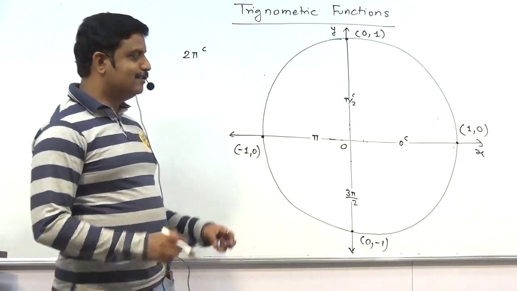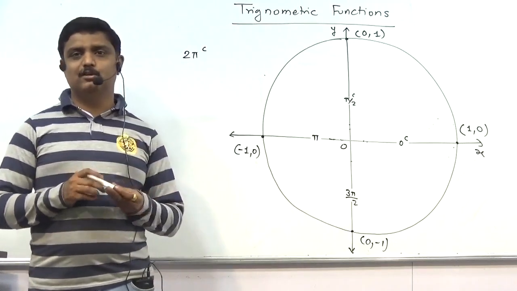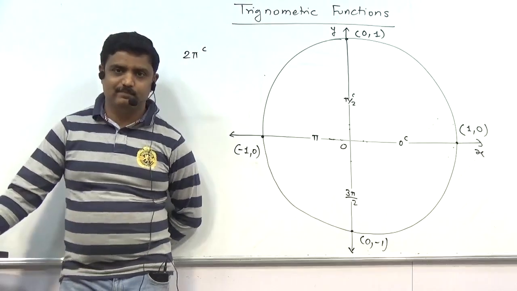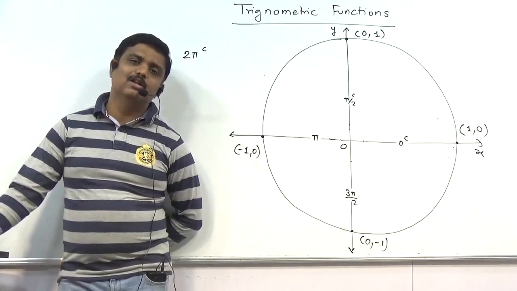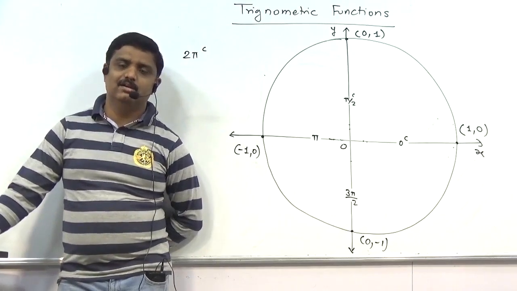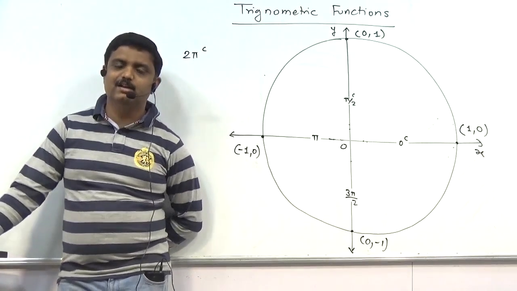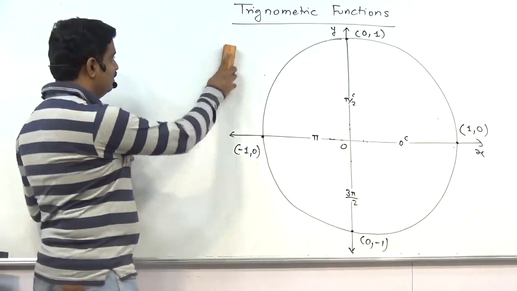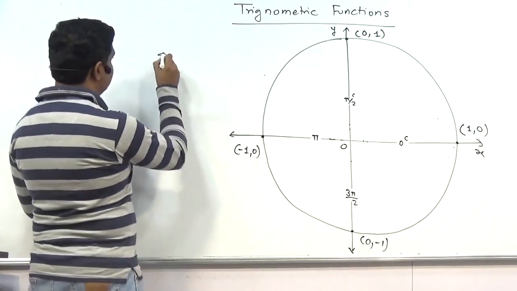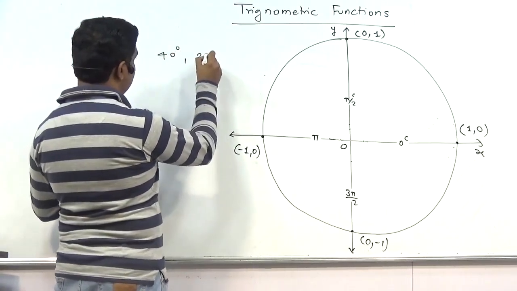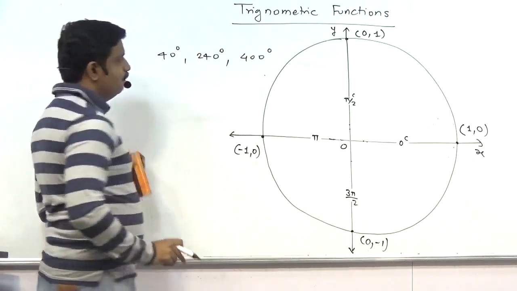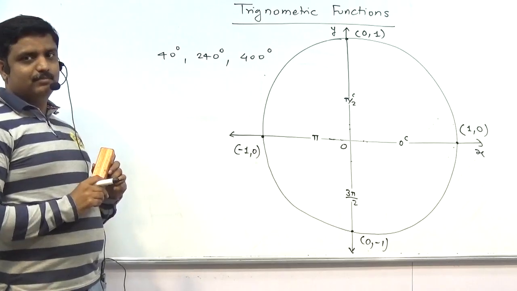Correct? So cos 0 will be the same as cos 2 pi. Tan 0 will be the same as tan 2 pi. Getting it? What are the coterminal angles? The angles having their difference between their measurements an integral multiple of 2 pi. Okay, so suppose I write four angles over here, 40 degree, 240 degree, 400 degree. Which two are coterminal? Very correct.